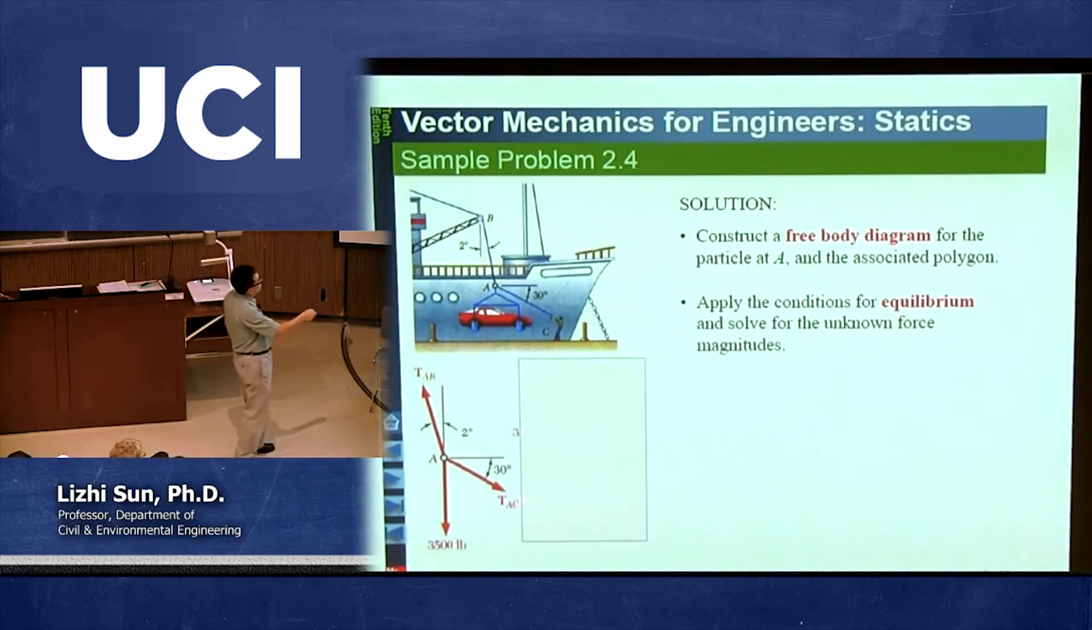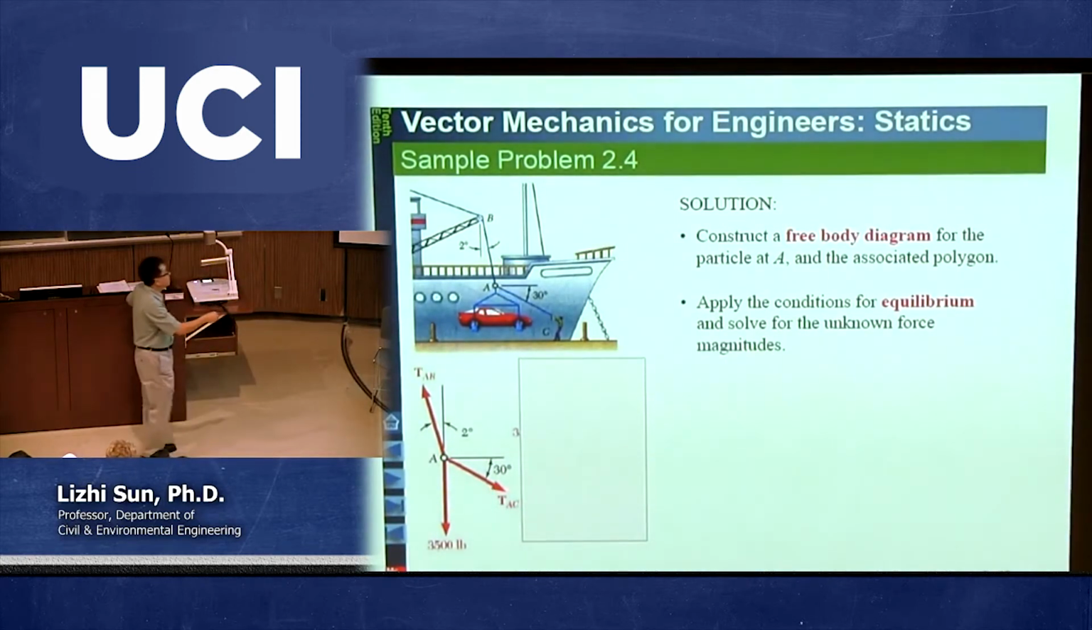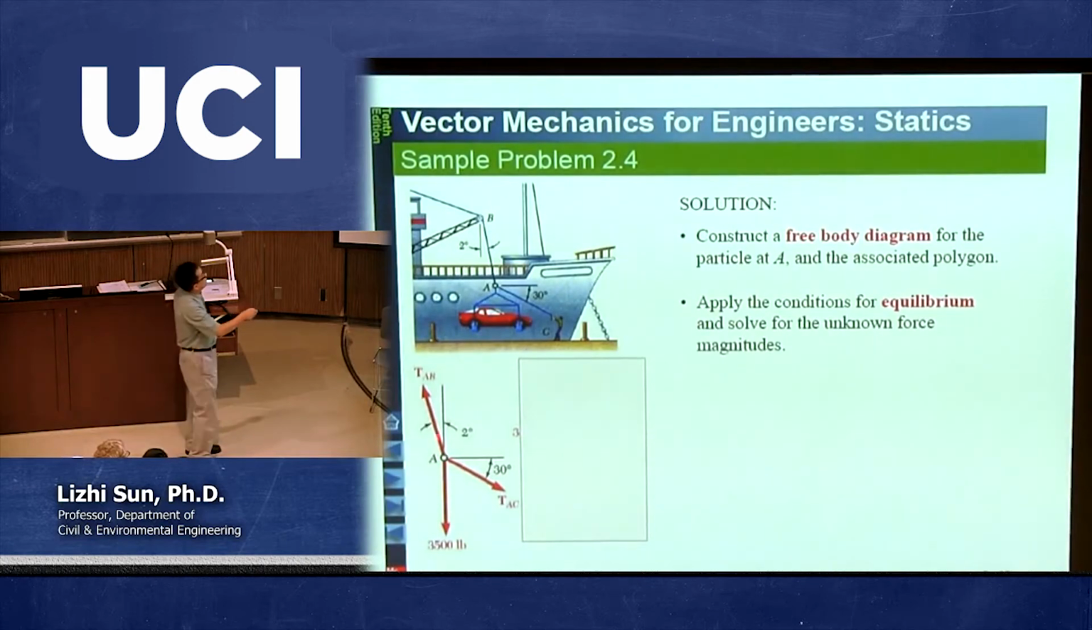We're moving to another force called the TAC. So what is the x component of TAC? The x component of TAC is TAC, which is unknown, the symbol, multiplied with a cosine 30 degree. Okay? So that's the x component. Y component is TAC times sine 30, but this one is going down. So it's a negative TAC times sine 30. That's the y component.